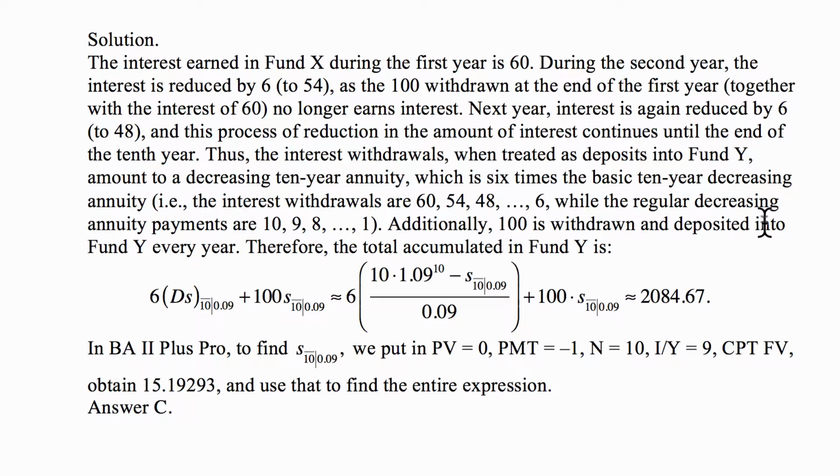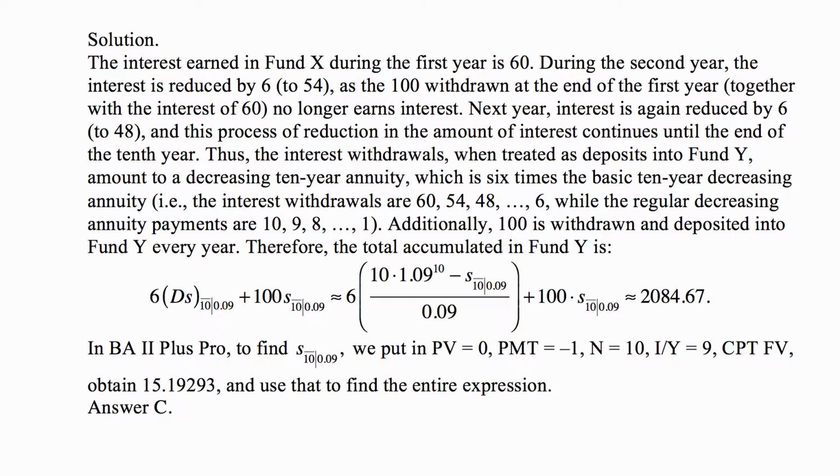Thus, the interest withdrawals, when treated as deposits into Fund Y, amount to a decreasing 10-year annuity, which is 6 times the basic 10-year decreasing annuity. So a regular one would have amounts of 10, 9, 8, 7, and so on. But this is 60, which is 6 times 10, 54, which is 9 times 6, sorry. So from 10 times 6 we go to 9 times 6, then 8 times 6, and so on until 1 times 6. While the regular decreasing annuity payments would be, of course, as I said, 10, 9, 8, and so on.